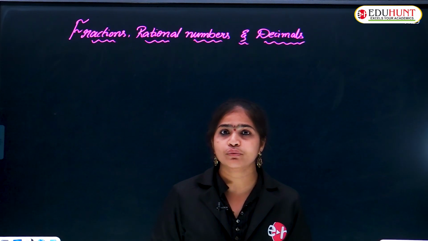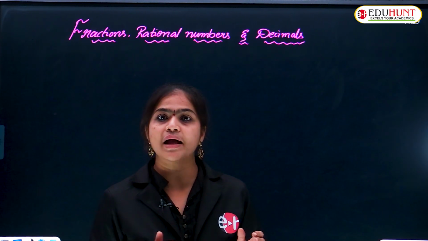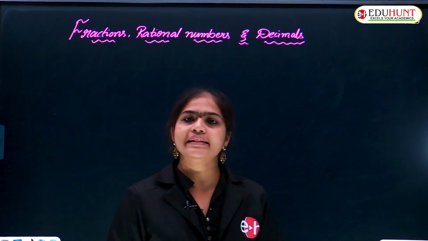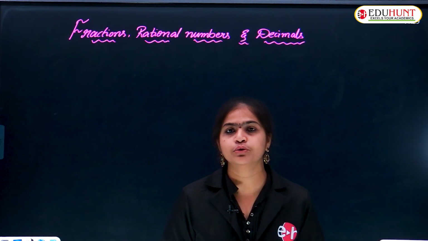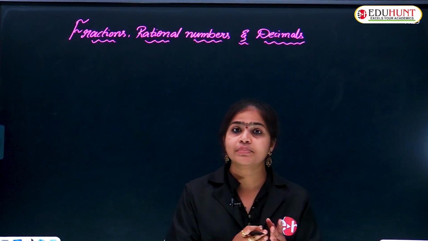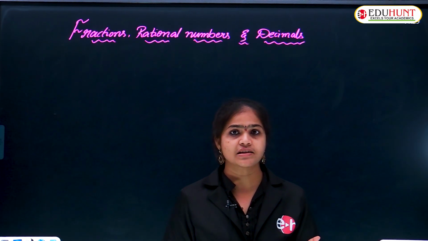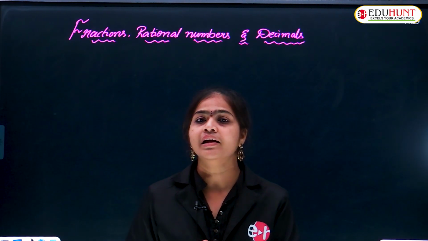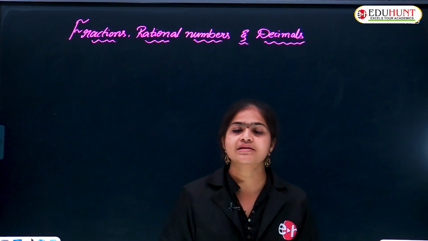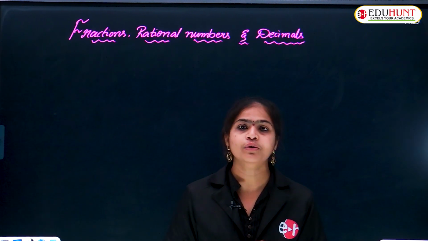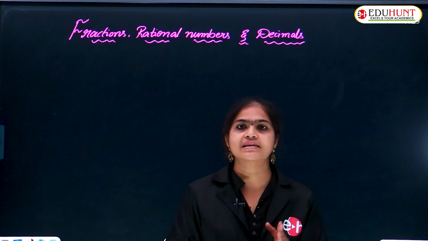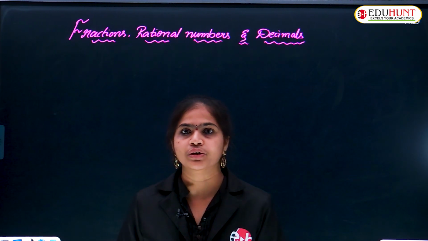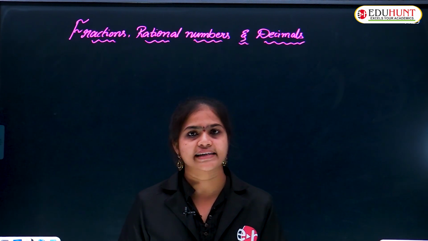Children, in the previous video we discussed types of fractions. In this video, as a continuation of that concept, we have rational numbers. We already discussed the definition of rational numbers. What is the definition of a rational number? A number which can be expressed in the form of p by q, where p and q are integers and q not equal to 0, is known as a rational number.